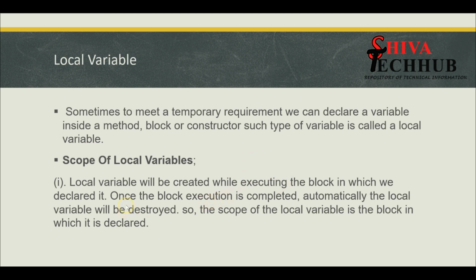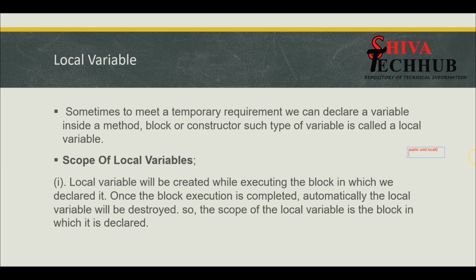Now, let us consider the scope. Once the block execution is completed, automatically the local variable will be destroyed internally. So the scope of a local variable is the block in which it is declared. You can also understand this block as a function. So let me write it down as a simple example. For example, I am writing a function public void local.